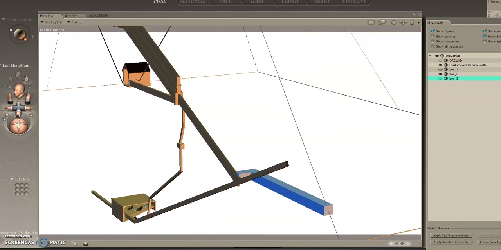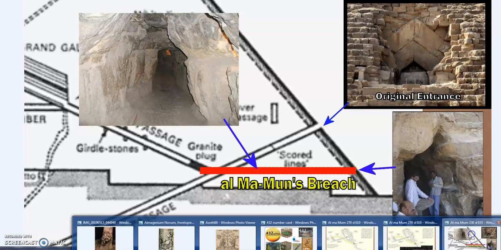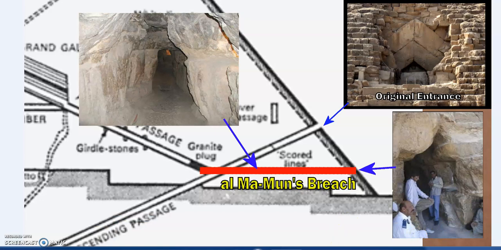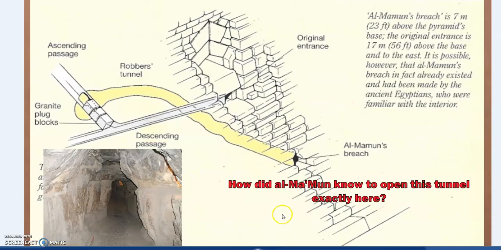Now there are some interesting questions. So Al Mamoon's breach: how did he know? It's not a short tunnel, and there aren't exploratory tunnels all over the place. He seems to have started there, carved in, and got into the pyramid. So here's another illustration where we see the original entrance, and there's the Al Mamoon passage. You can see how he's come into the ascending passage and gotten behind the granite blocks. So firstly, how did he know to get there, and even if he knew where the ascending passage was, to get behind the granite blocks?